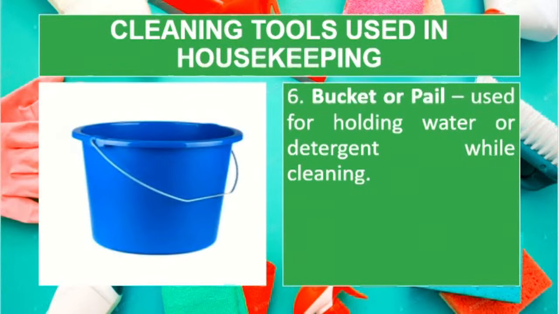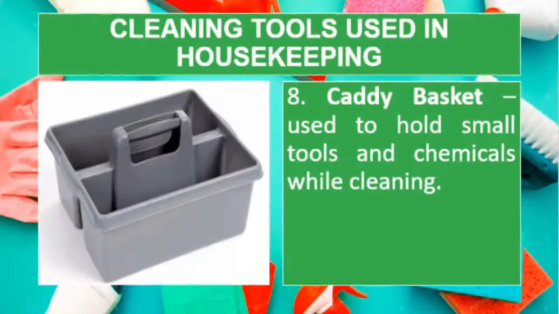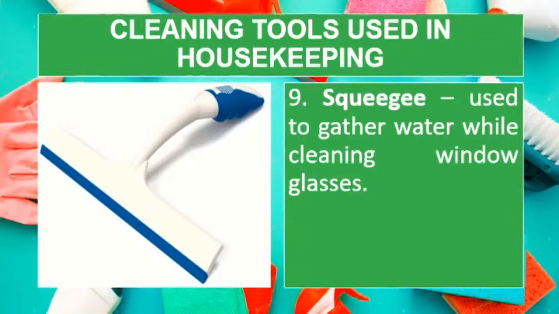Bucket or pail, used for holding water or detergent while cleaning. Garbage bins are available in plastic with lid to hold gathered garbage and trash while cleaning. Caddy basket, used to hold small tools and chemicals while cleaning. Squeegee, used to gather water while cleaning window glasses.